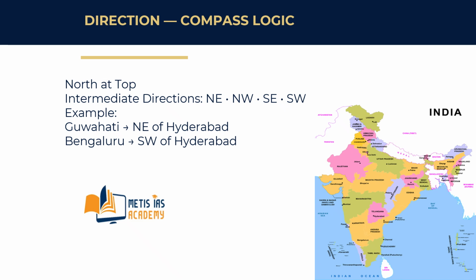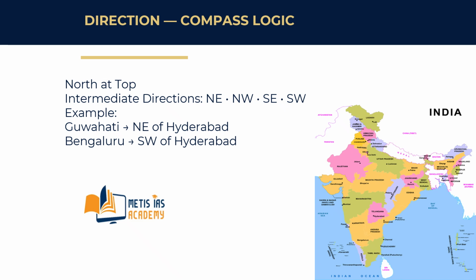And the third one, symbols. Maps cannot write everything in words. So they use symbols, rivers, roads, railways, mountains, etc. And these symbols are explained through a legend or key. UPSC expects you to interpret symbols quickly because time in prelims is limited.